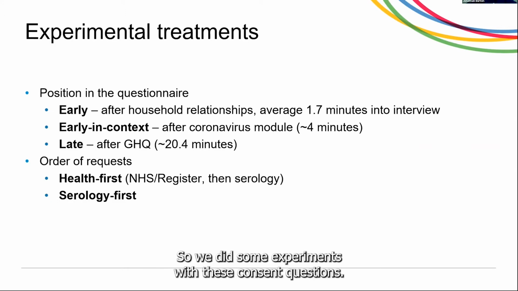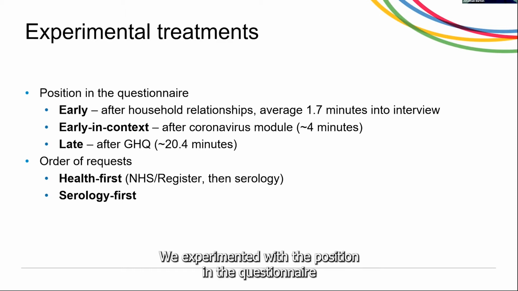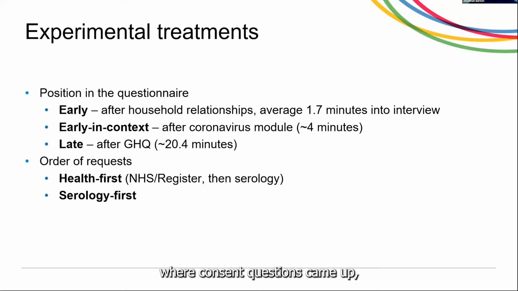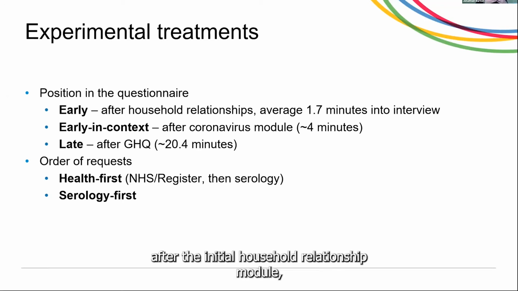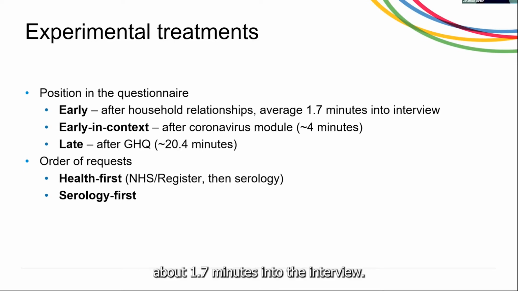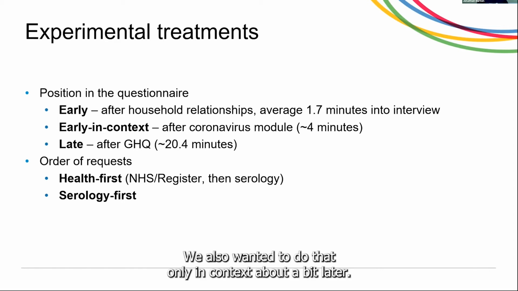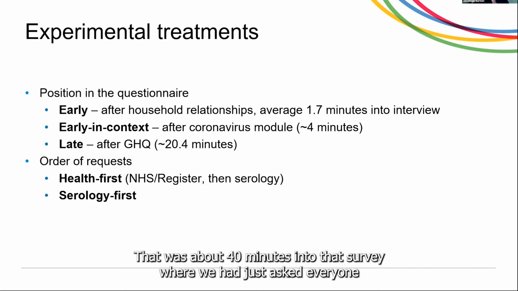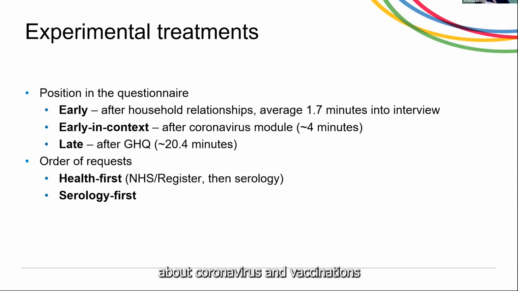So we did some experiments with these consent questions. We experimented with the position in the questionnaire where these consent questions came up. It was either early, after the initial household relationships module, which was about 1.7 minutes into the interview. We also wanted to test early in context, which I'll talk about a bit later. That was about 4 minutes into the survey, where we had just asked everyone about coronavirus and vaccinations.